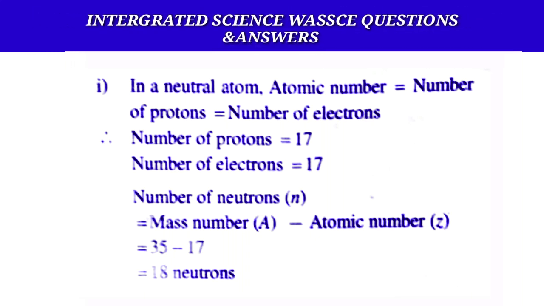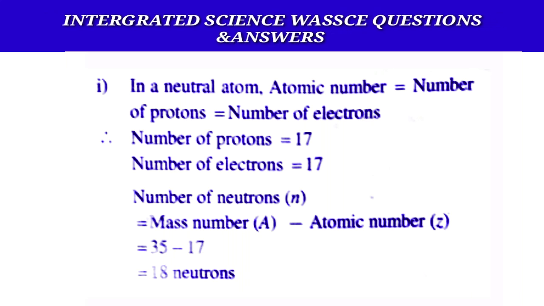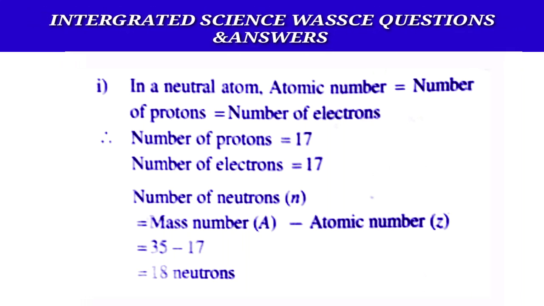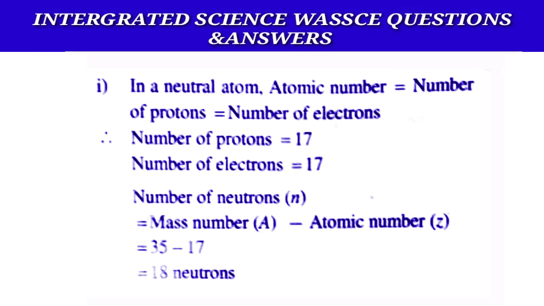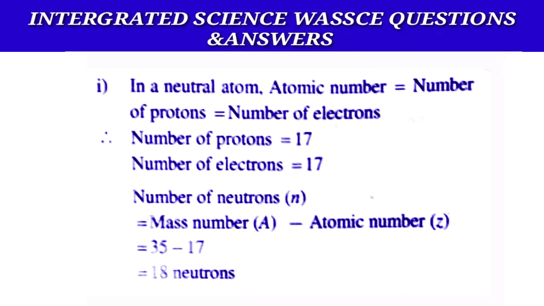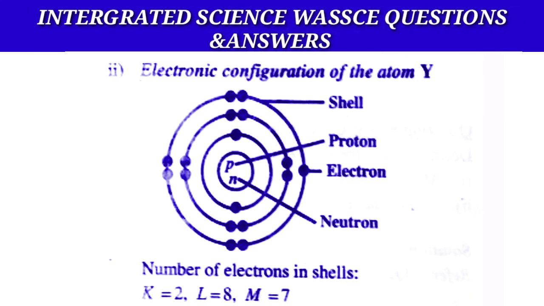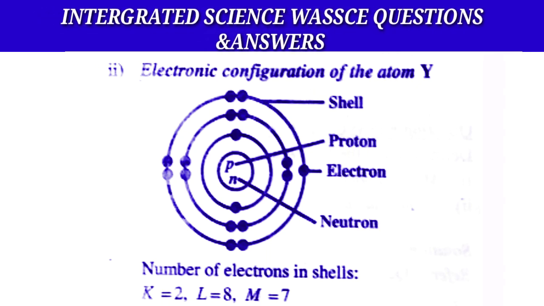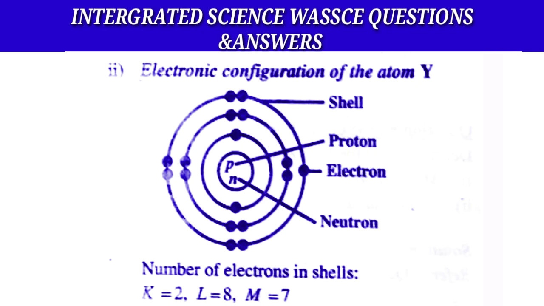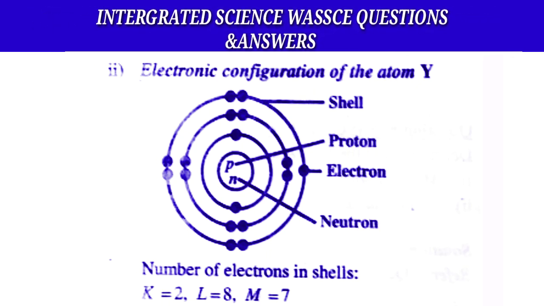So in a neutral atom, atomic number is equal to number of protons, which is also equal to number of electrons. So number of protons 17, that of electrons 17. So number of neutrons N is equal to mass number A minus atomic number. 35 minus 17 will give 18 neutrons. Electronic configuration of the atom Y. We have the shell, we have the proton, neutron, electron. The number of electrons in shells: K is equal to 2, L 8, M is equal to 7.